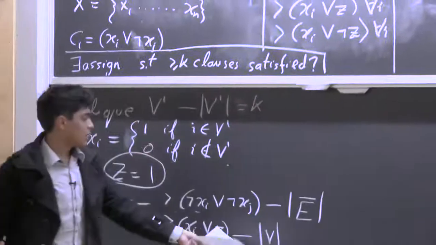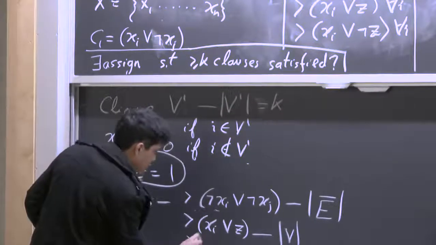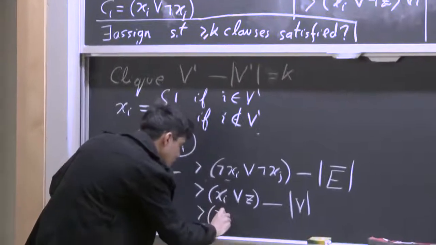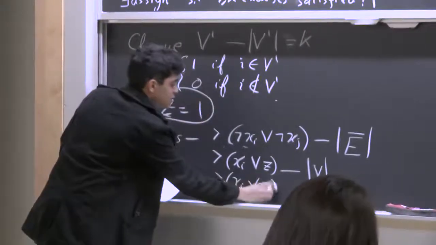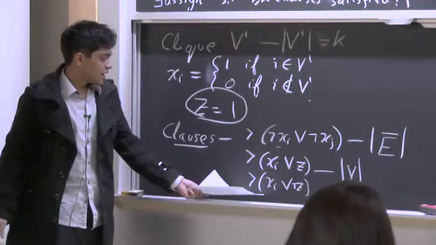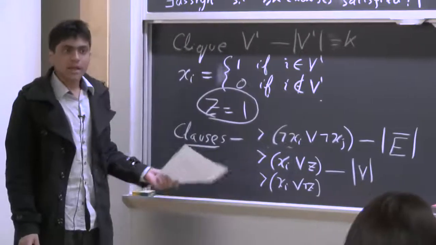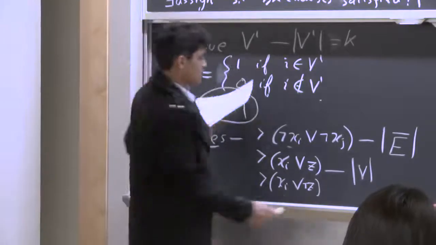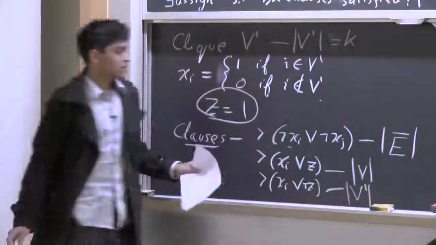So for every i, the number of xi's is v, and that's it. The third type of clause is xi or not of z. Since z is 1, not of z is 0. So the only case where this clause is true is when xi is 1, and xi is 1 only inside v dash. So the number of clauses satisfied here is mod of v dash.